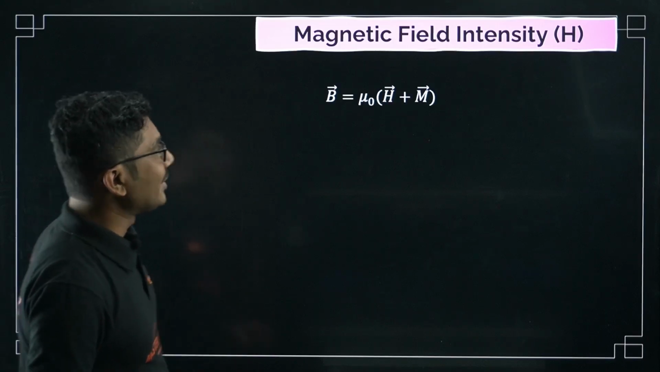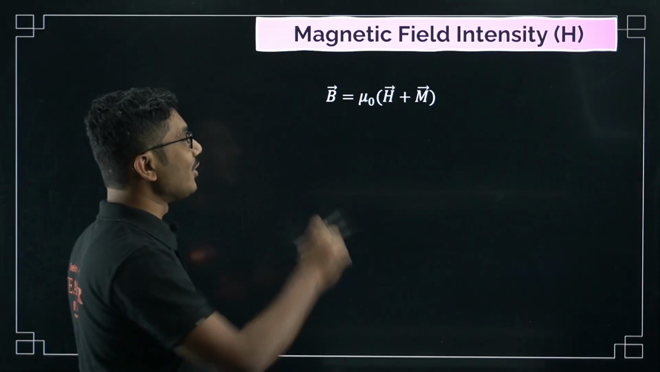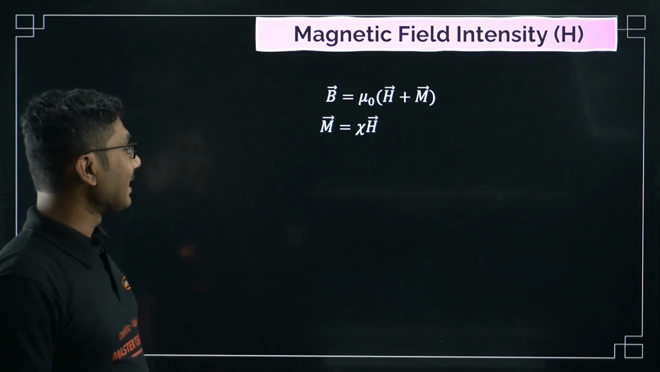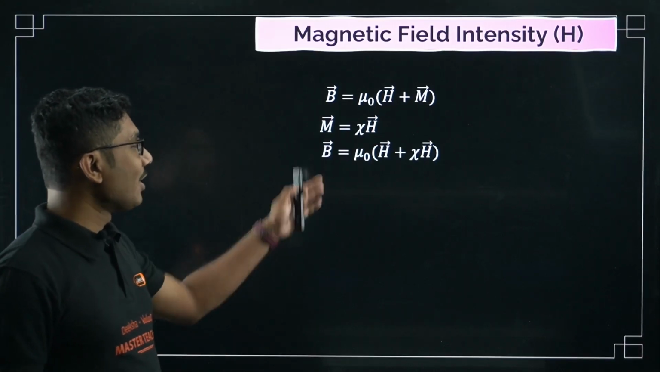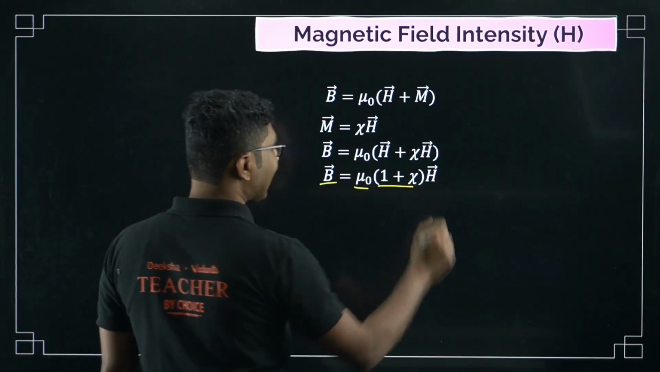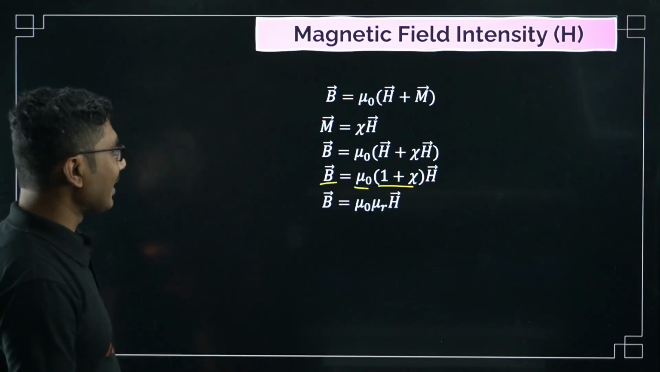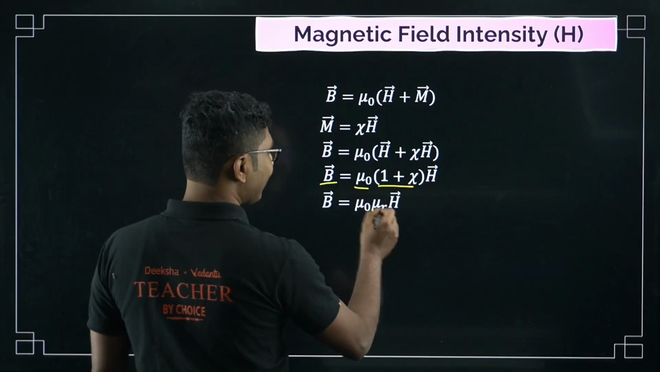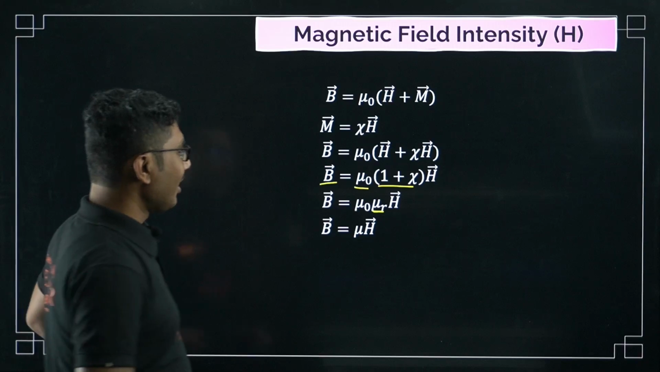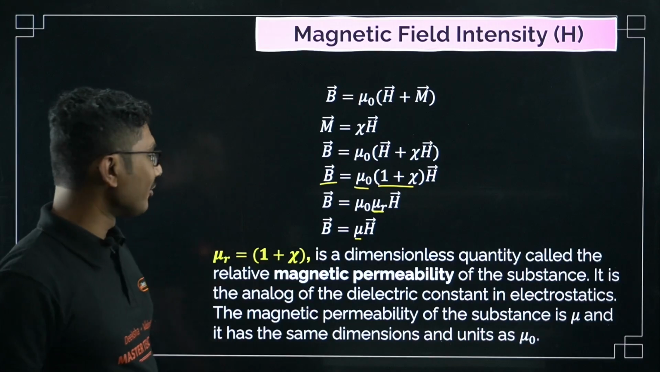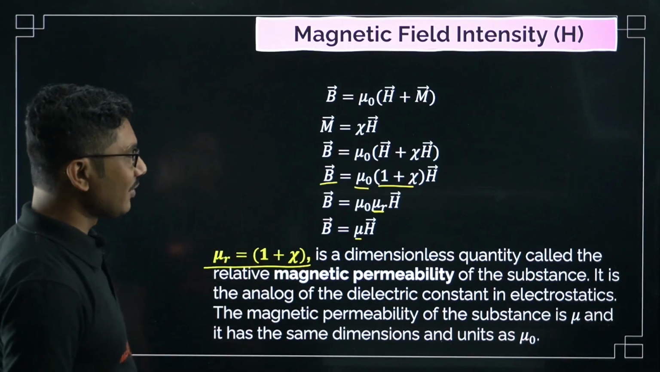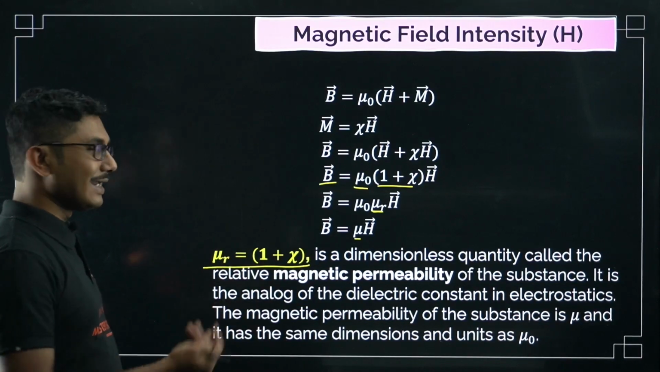Again we are continuing with the expression B = mu naught (H + M), where M = chi H. Now if we replace it, what do we get? B = mu naught (1 + chi) H vector. Whenever a material is present, there will be a relative permeability, so B = mu H. What are all those quantities? Mu r = 1 + chi is a dimensionless quantity called the relative magnetic permeability.